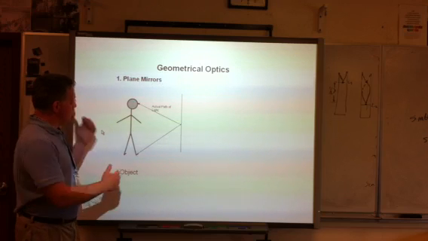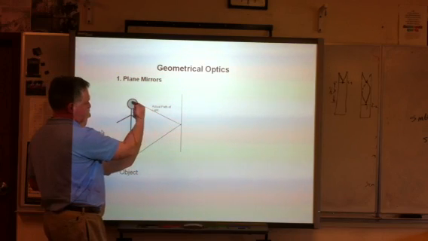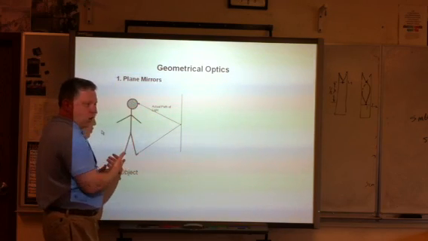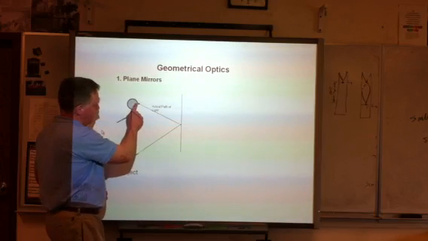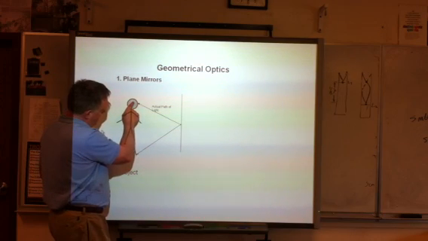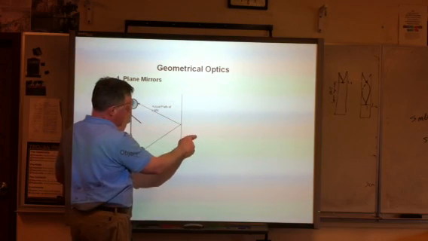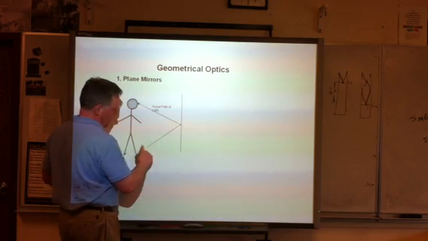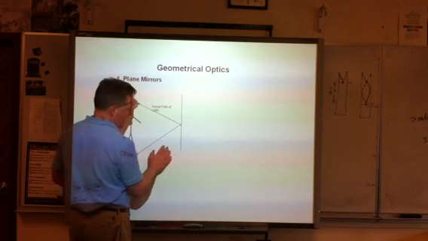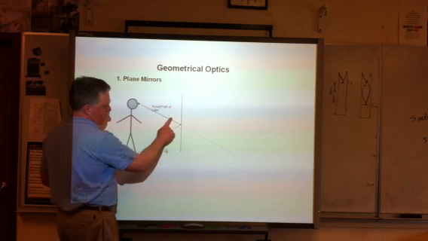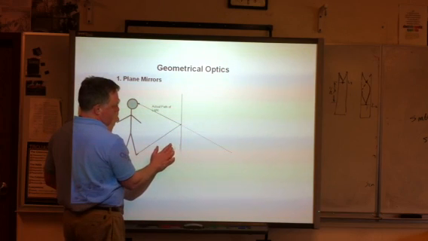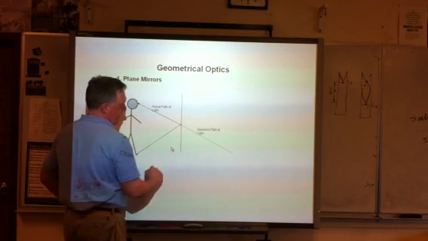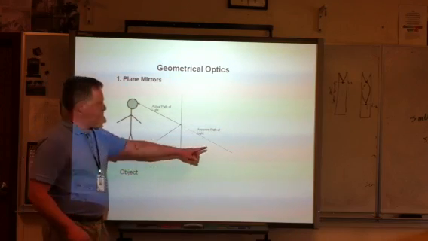Now, when light enters our eyes from this direction, our brain knows that light travels in straight lines. So it's going to extrapolate backwards and think that's where the light came from, and he's going to think that he sees his foot back here. So this is the apparent path of the light. So he thinks his foot is back here.